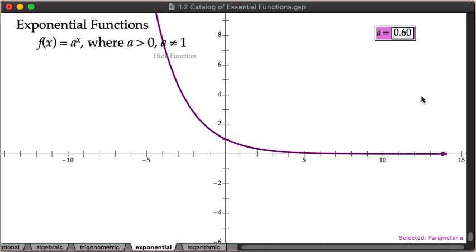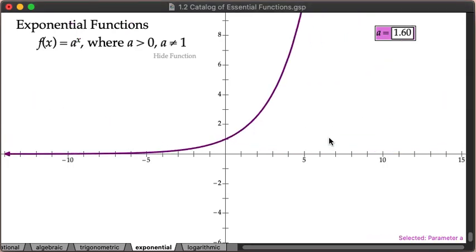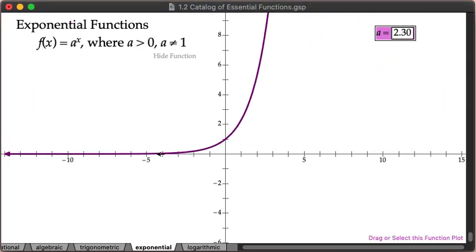Something that you should be aware of: when you have a positive base that is not equal to 1, the domain of the exponential function is all real numbers, and the range, the y values used, are all real numbers greater than 0. They have to be positive. If your base is between 0 and 1, then the function is a decreasing function. And if the base is greater than 1, then the exponential function is an increasing function.